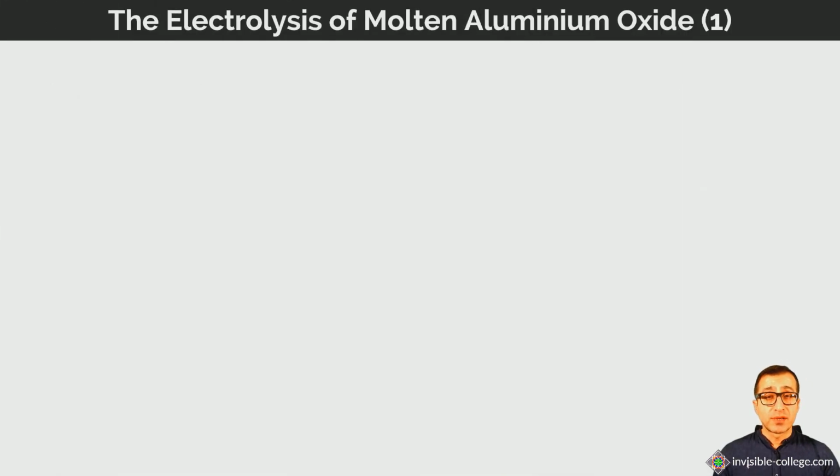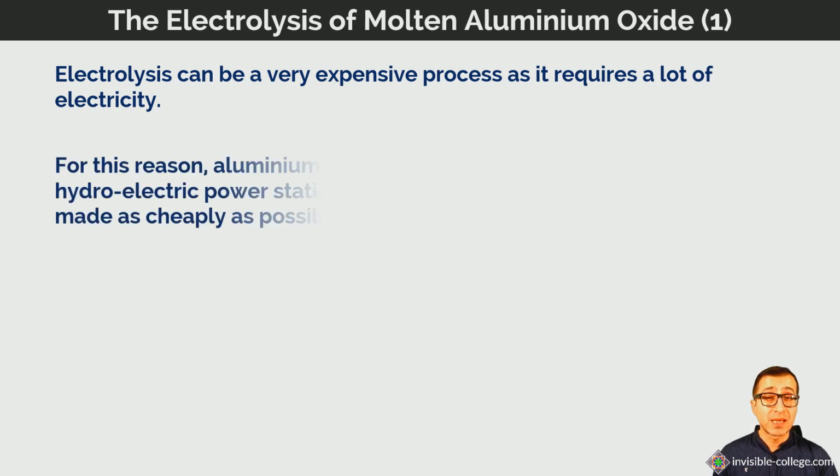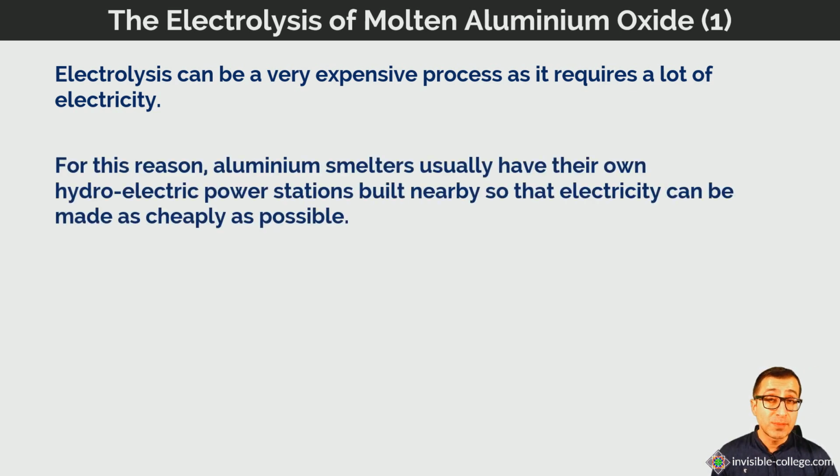So, electrolysis for the extraction of aluminium from its oxide and also the extraction of titanium from its oxide can be extremely expensive. It requires a lot of electricity. So again, for this reason, aluminium smelting plants often have their own power station built nearby to provide that electricity as cheaply and as abundantly as possible.